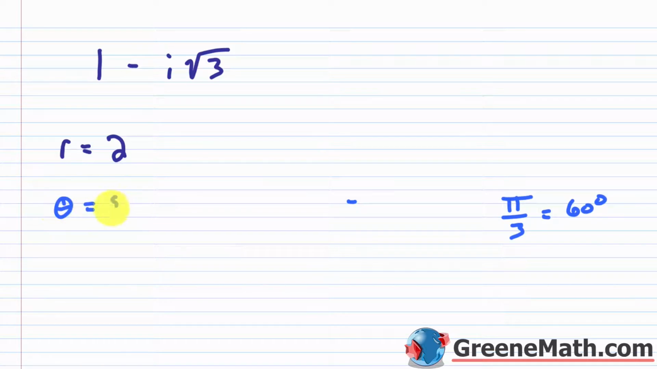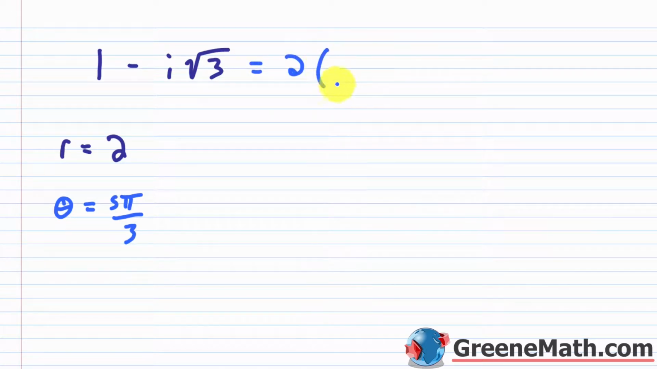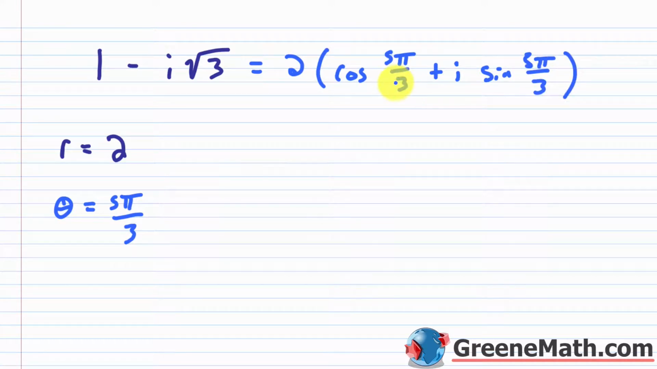Theta is 5 pi over 3, okay? So in polar form, we know that this is 2 multiplied by the cosine of this 5 pi over 3, and then plus i times the sine of our 5 pi over 3, okay? Again, if you want to put 300 degrees in there, feel free. So I'm going to get rid of this. Let's go ahead and look at the other one.